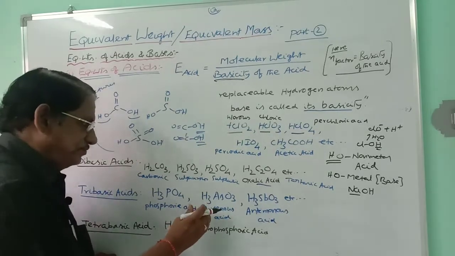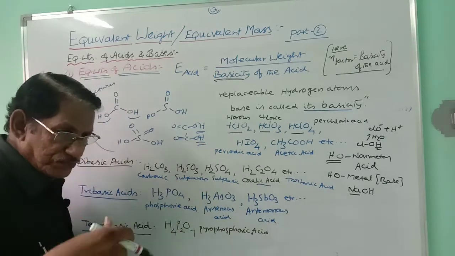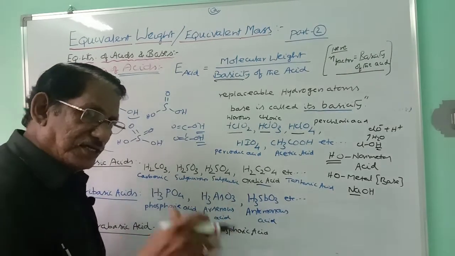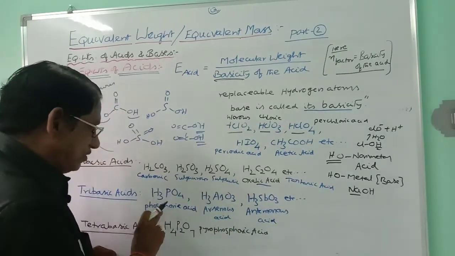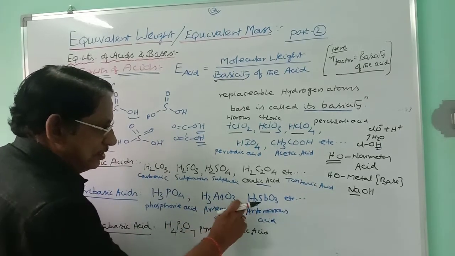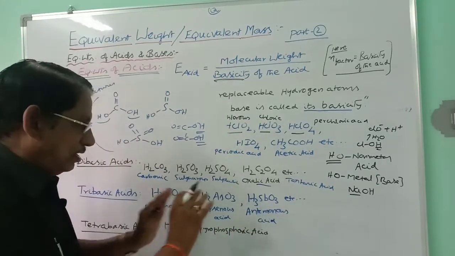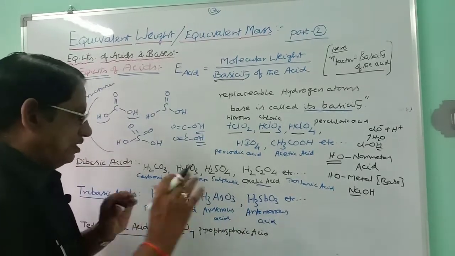Arsenous acid: phosphorus, arsenic, antimony are in the same group, the fifth group, and they will have these acids. This is phosphoric acid, H3PO4. This is H3AsO3, arsenous acid, and H3SbO3, antimonous acid. All these are tribasic acids.